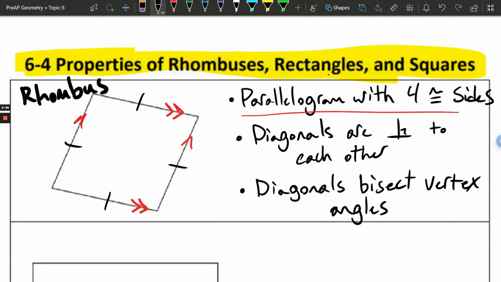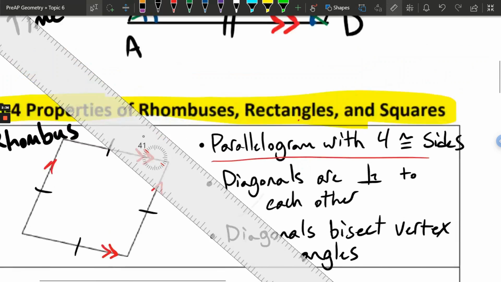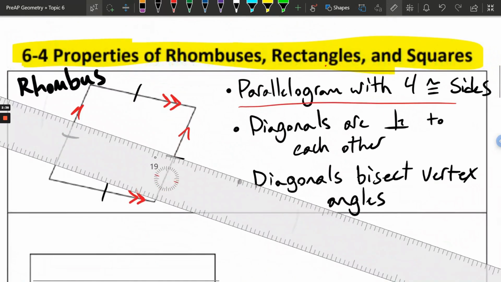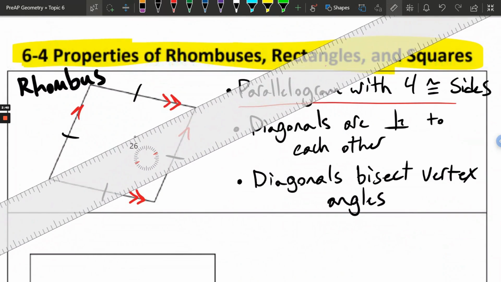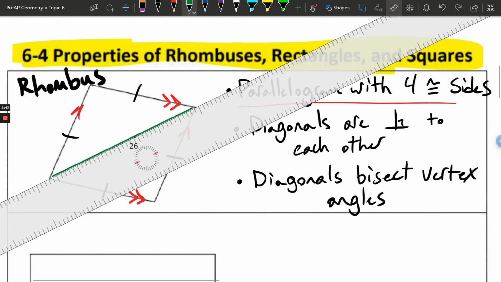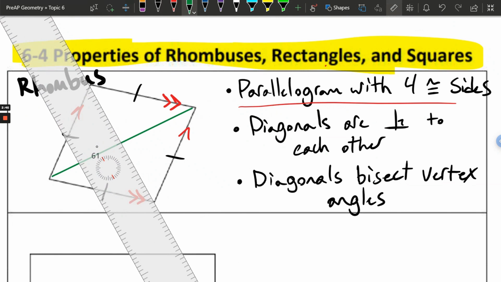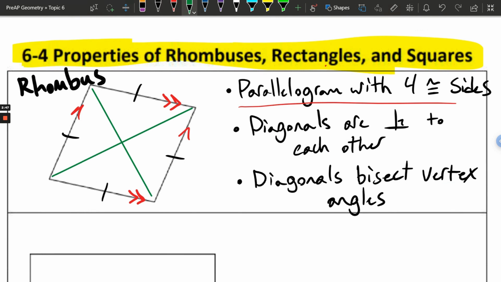The diagonals are also perpendicular to each other. So if we draw those diagonals really quick, sorry for the blast off there that we did with the screen, but if I draw in these diagonals, we can actually see that they are perpendicular. They meet at a right angle, so that's the second thing to note about the rhombus.